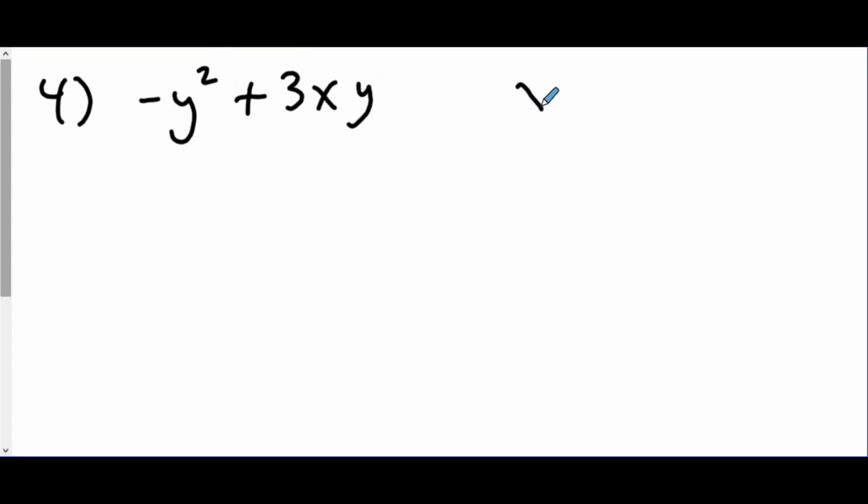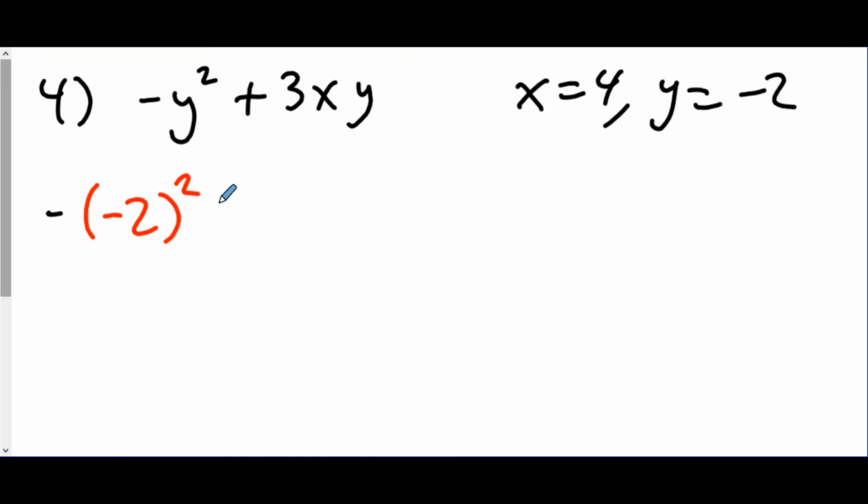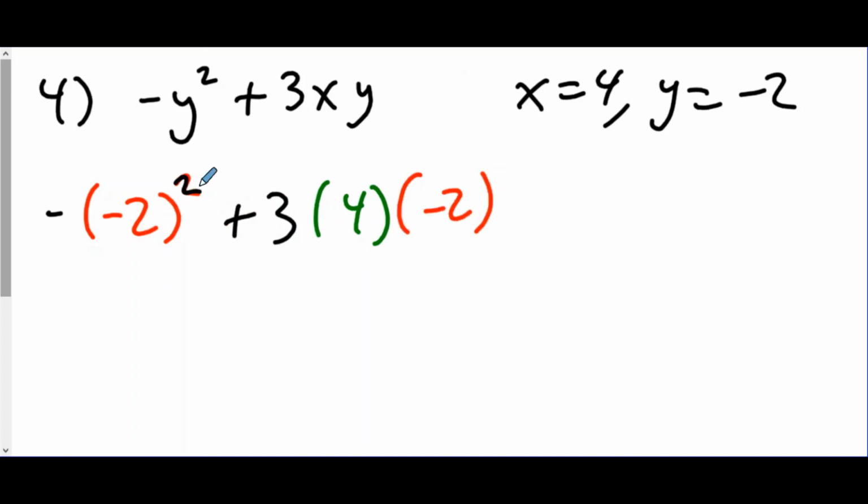And then last, question 4 is negative y squared plus 3xy. X is equal to 4 and y is negative 2. So I have negative y, which is a negative 2, squared, plus 3 times x, which is 4, times y, which is a negative 2 again. Exponent first, a negative squared, a negative times a negative is positive 4, but I do keep that negative on the outside, plus 3 times 4 times negative 2.